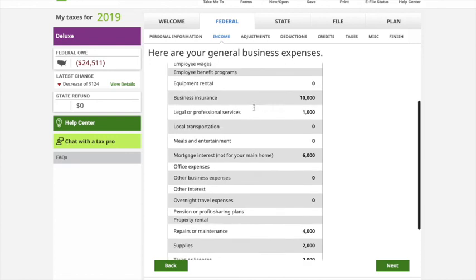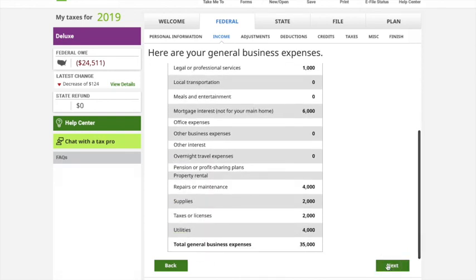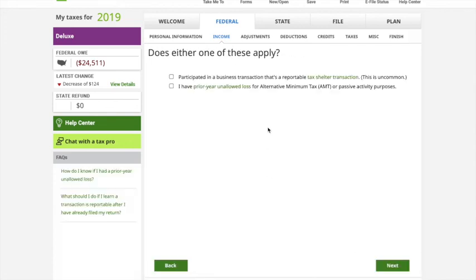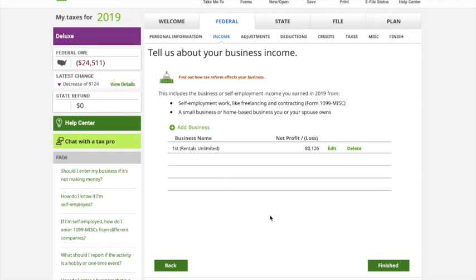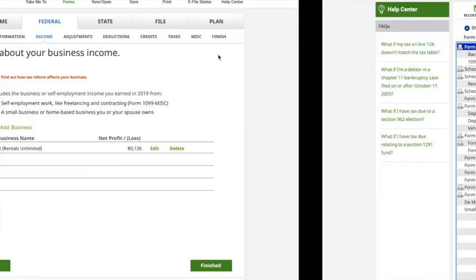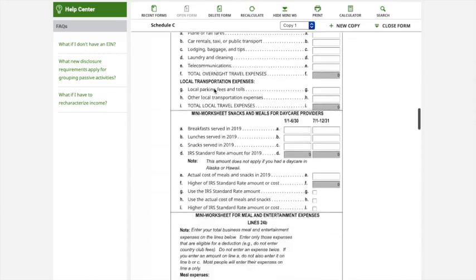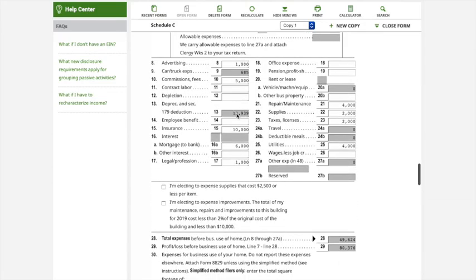And here's the summary right here of all the expenses. And here's the overall summary, the total. Now these are most likely not going to apply in the situation that we're talking about here. And there you go. So this business had a net profit of $80,000. And if you go to the forms, you can see where Schedule C is filled out and all the different buckets were filled out.